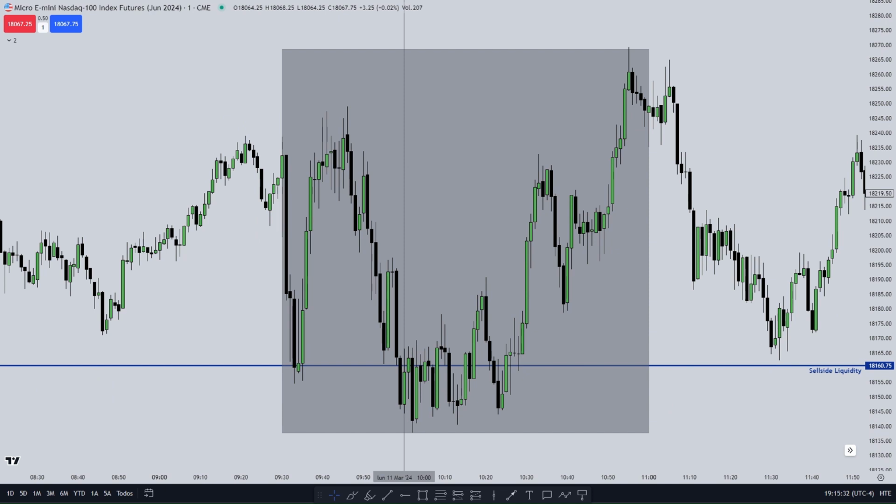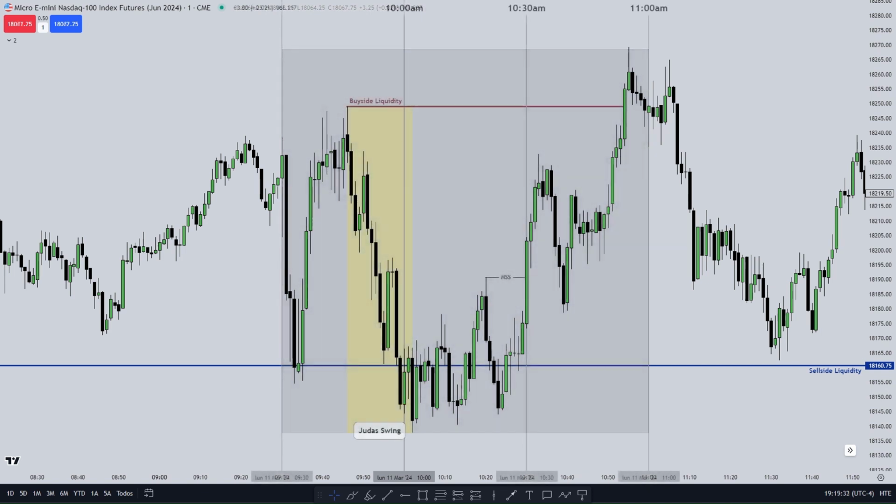Feel free to pause the video and study the chart and look for the silver bullet trade before I start making annotations. Well, I've divided the session into 4 quadrants. First of all, we have the Judas swing into the sell-side liquidity pool. Then we see a small consolidation until 10:30 a.m., which makes a market structure shift to the upside creating displacement. That is what we are looking for when searching for silver bullets.